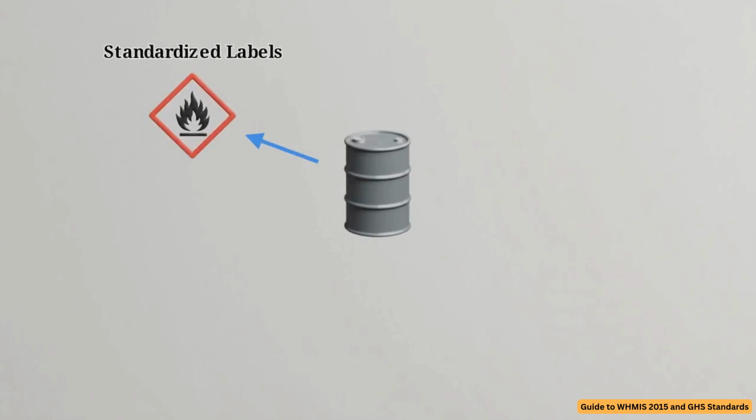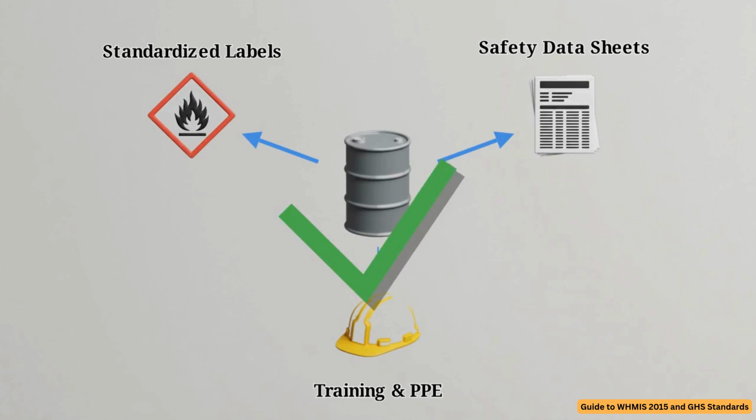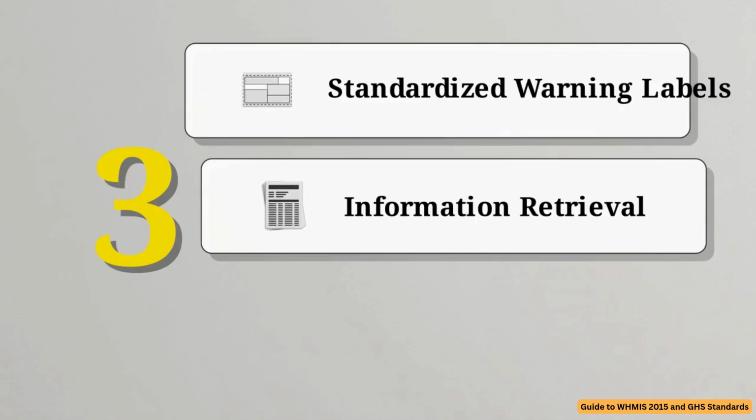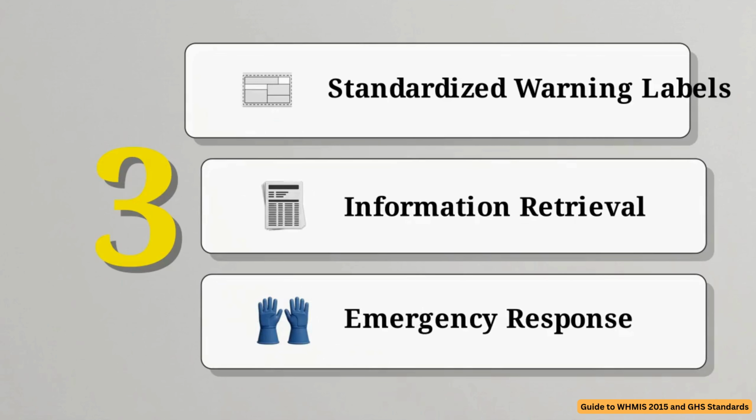This is a legally enforced communication standard that removes the guesswork from handling dangerous products. To navigate these hazards safely, you need to master 3 practical skills. You must be able to read standardized warning labels, retrieve detailed chemical information quickly, and execute emergency response procedures precisely.